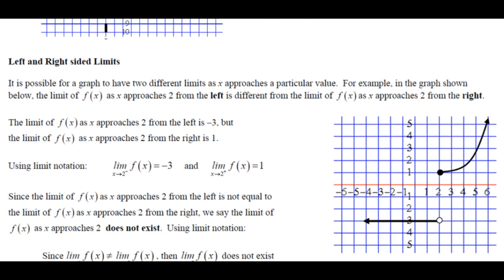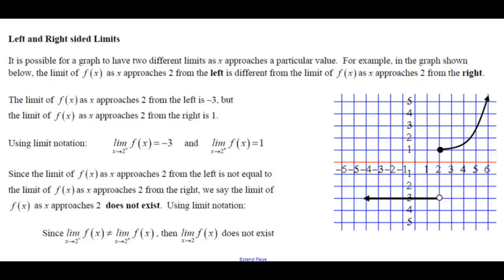So now we're talking about left and right-sided limits, so coming from the left or the right. It's possible for a graph to have 2 different limits as x approaches a particular value. For example, in the graph shown below, the limit of f of x as x approaches 2 from the left is different from the limit as it approaches 2 from the right. The limit of f of x as x approaches 2 from the left is -3. So as you're going along this line, getting as close to 2 as you want, you're always going to have a value of -3. But if you're approaching from the right, then your limit is 1.